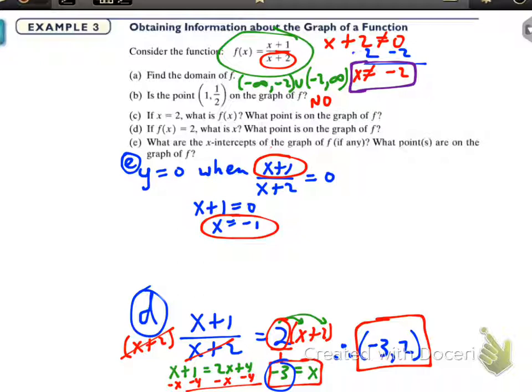And then it says what points are on the graph of f. Well, we keep going back to that. If the x-coordinate is negative 1 and the y-coordinate is 0, then we have the ordered pair negative 1, 0. Alright. So I hope that helps, and then you're going to get some chances to practice.